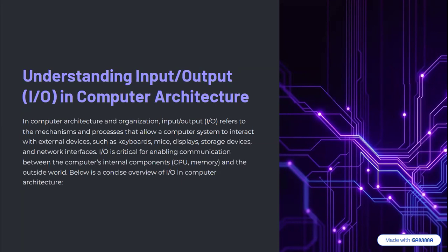In computer architecture organization, input output (IO) refers to the mechanisms and processes that allow a computer system to interface with external devices such as keyboards, mice, displays, storage devices, and network interfaces. IO is critical for enabling communication between the computer's internal components, CPU, memory, and the outside world.